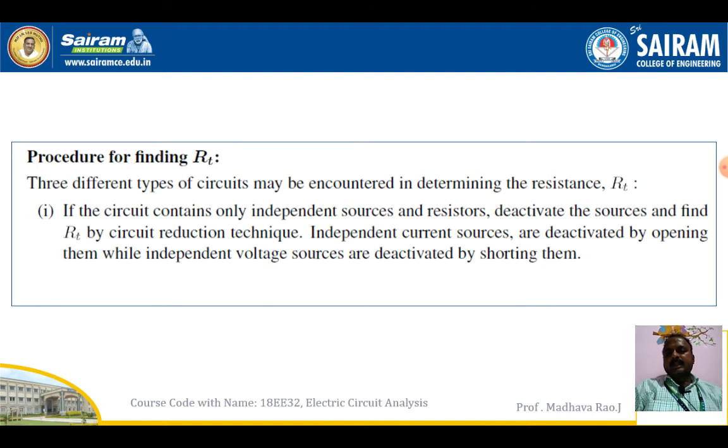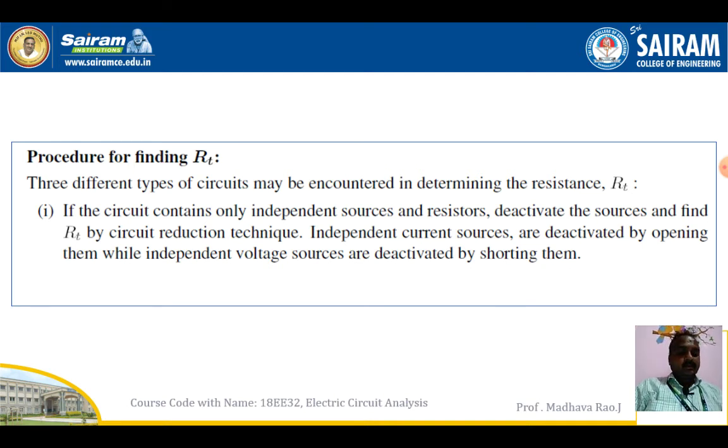So here, three different types of circuits may be encountered in determining the resistance RT. RT we have to find out. If the circuit contains only independent sources and resistors, so only independent sources and resistors, then deactivate the sources and find the RT.